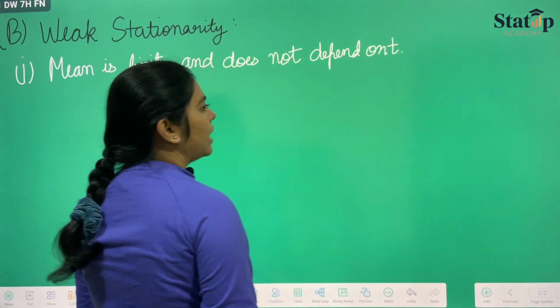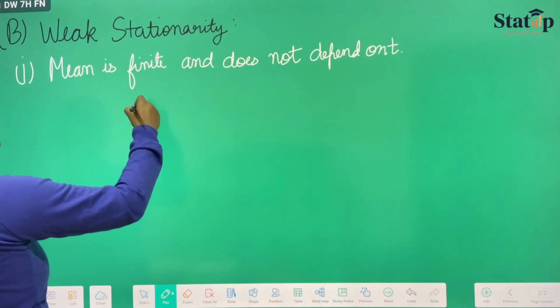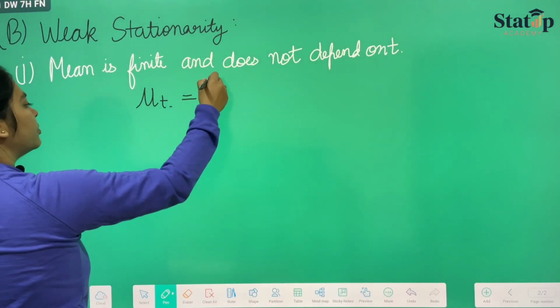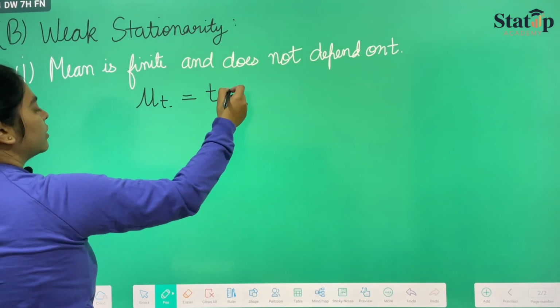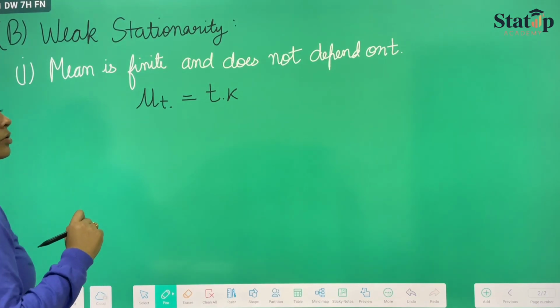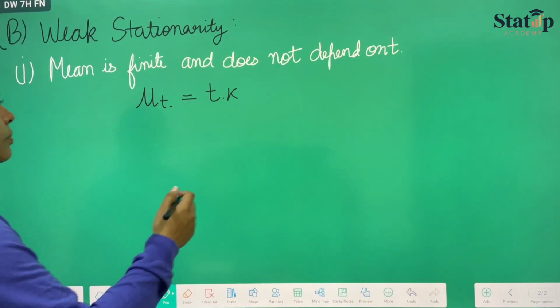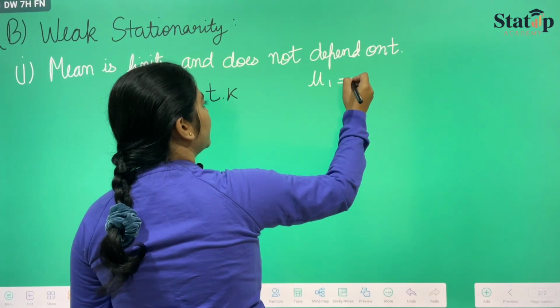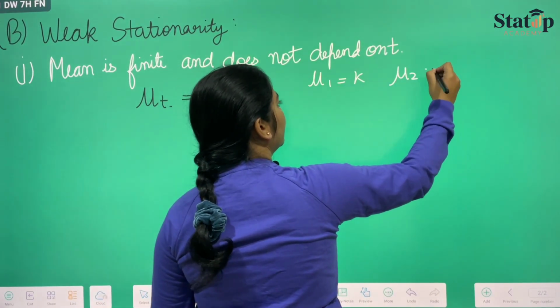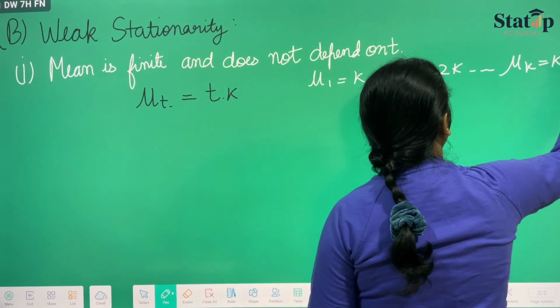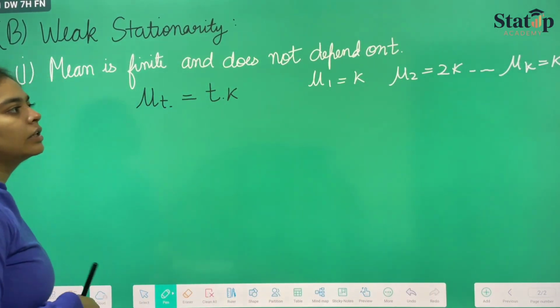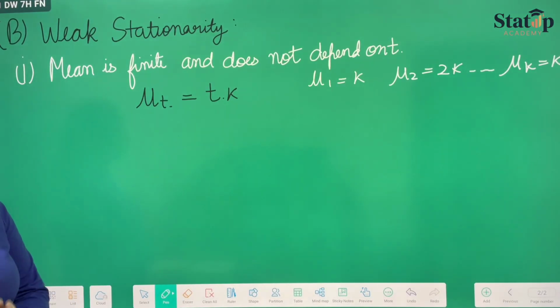This means that, suppose the mean mu t comes out to be t into k, where k is a constant. Whenever we change t, taking mu 1 it will be k, mu 2 will be 2k, and so on, and mu k will be k square. So as we can see, every time the mean is changing. And for stationarity, though it is weak, we cannot change the values.